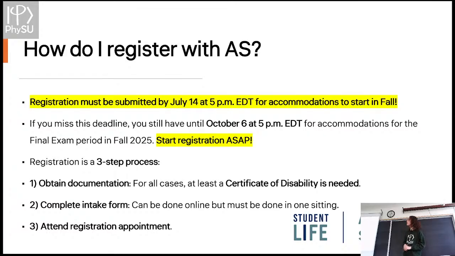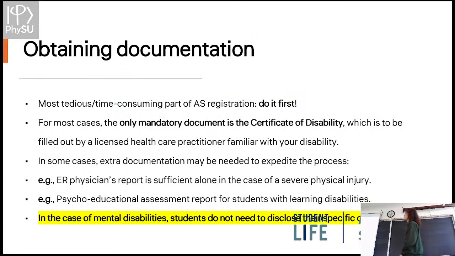So why don't we start with the first step in more detail. And that is you must obtain your documentation to prove to accessibility services, not only that you need accommodations, but to outline what kind of accommodations you need. As I said, it's definitely the most tedious and time-consuming part of registration with accessibility services, so I would recommend that you do it first.